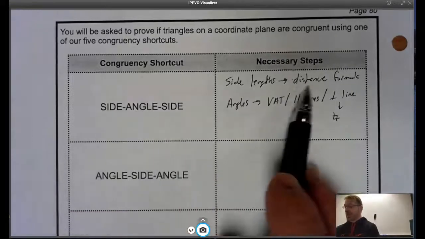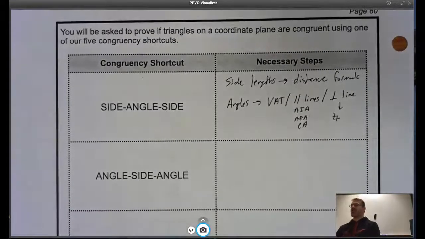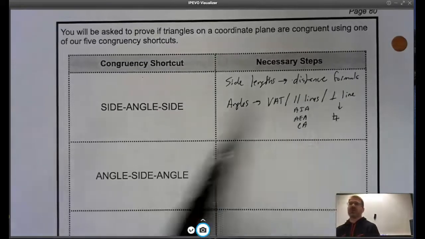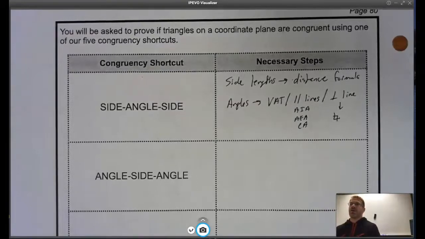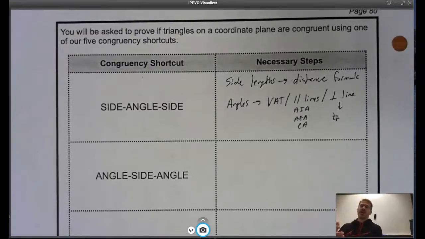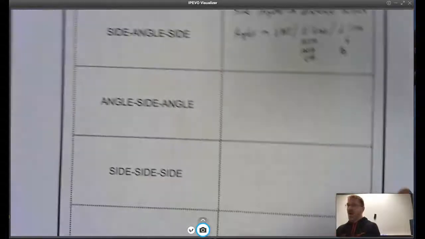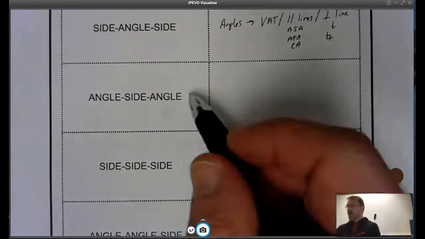For sides, we have to know side length, so we use the distance formula. Maybe you could look and say, it looks like there's a midpoint, and you could use the midpoint to check, but it's probably just as quick to do the distance formula for each piece and compare those. And for our angles, we still have all the same things that we've been talking about since the beginning of the year. That's going to hold true for all of our shortcuts.